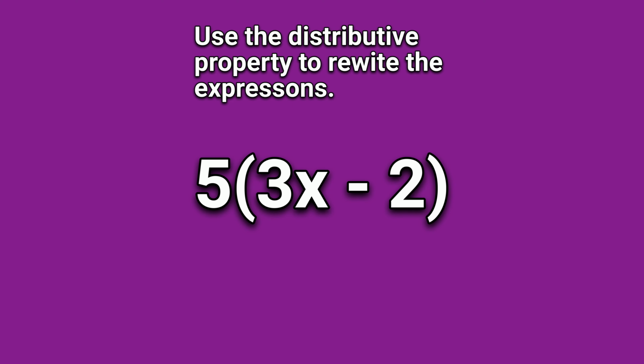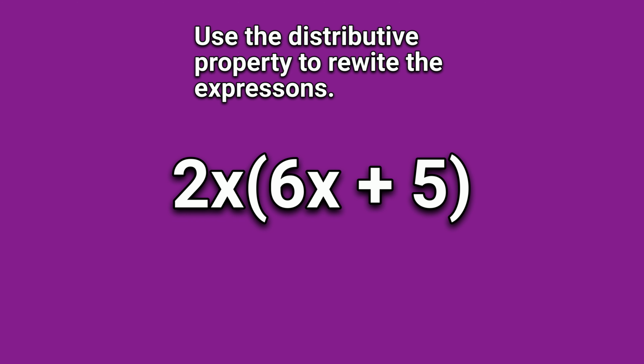To rewrite the expression 5 times the quantity 3x minus 2 using the distributive property, start by recognizing that the distributive property tells us to multiply the number outside the parentheses by each term inside. In this case, multiply 5 by 3x, which gives you 15x, and then multiply 5 by negative 2, which gives you negative 10. When you combine these two results, the expression simplifies to 15x minus 10.